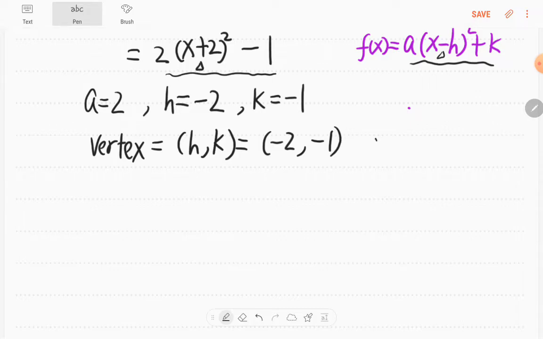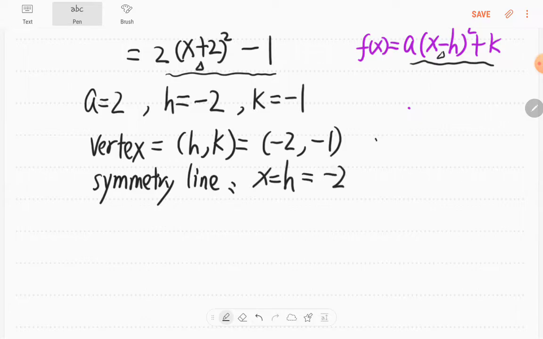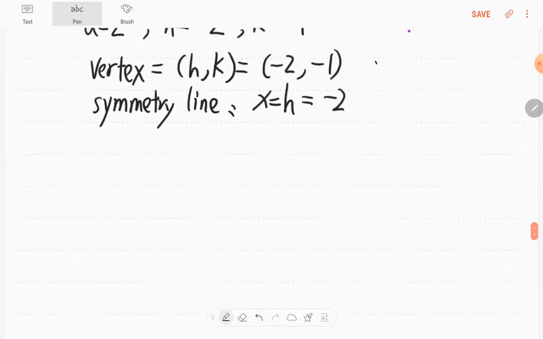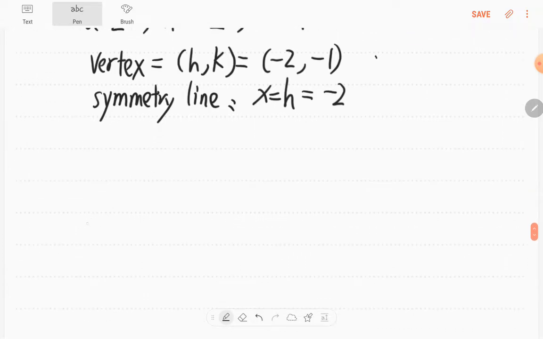Okay. And the symmetry line. Symmetry line, which is x equals h. Okay, what is x equals negative 2 would be the symmetry line. Okay, so now with this one, we can sketch the graph. The graph will look like this one.